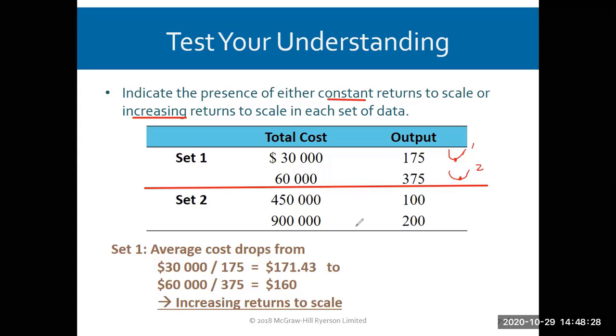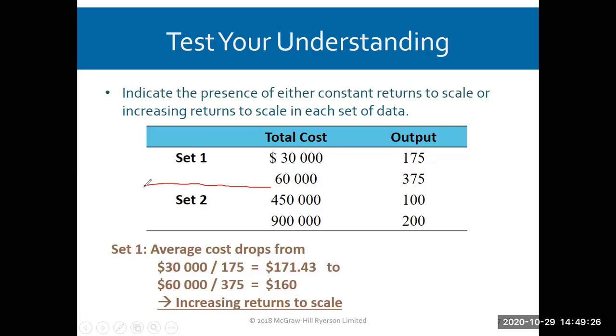We're finding the lowest average total cost in 2 separate plants. But really, we just calculate it the way you might expect to calculate it. You take the cost divided by the output you got. Cost divided by output, 171.43 per unit. Then you take the cost and divide it by output, 60,000 divided by 375. It dropped to 160 per unit. So that's increasing returns to scale because your long run average cost curve is declining from 171.43 just down to 160.